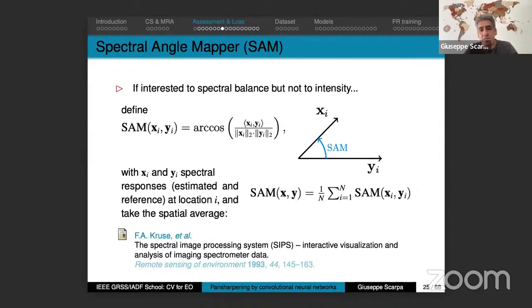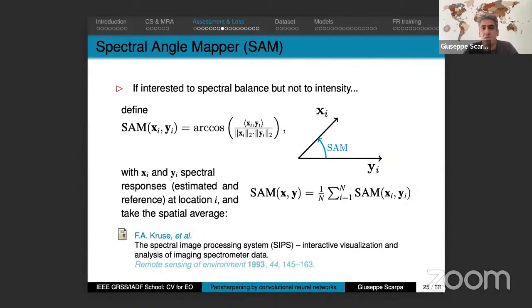Another popular index is the spectral angle mapper. The estimated spectral signature at any location, which is a vector, is compared to its reference taken from the ground truth in terms of angular divergence. The average angle over the whole spatial domain provides the final index. By definition, SAM is insensitive to magnitude differences as the angle is not a function of it.